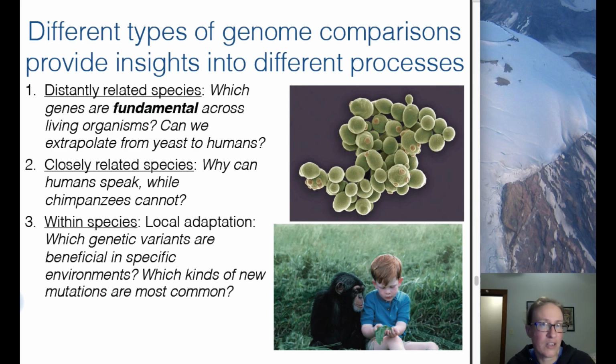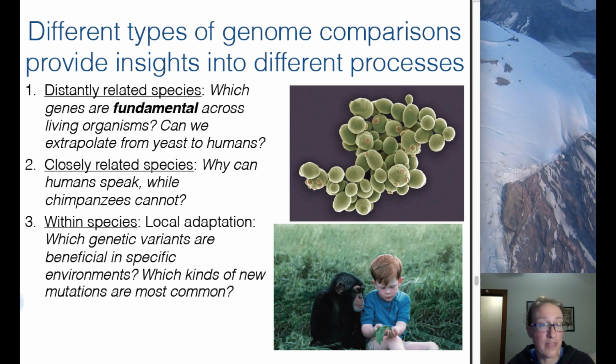So, for example, if we compare genomes across distantly related species, that could let us answer questions like, what genes are really fundamental across living organisms? Where can we extrapolate from a yeast cell to a human cell? What do we share in common? Turns out, a surprising amount. It also lets us compare closely related species and ask questions like, well, humans can speak and chimpanzees can't. And why not? We share a tremendous amount of genetic information. Where are the differences that have contributed to that distinction between us?